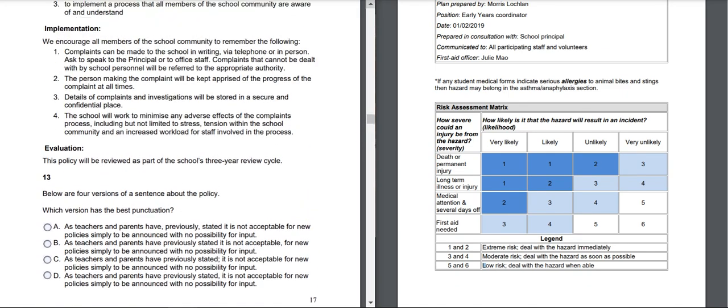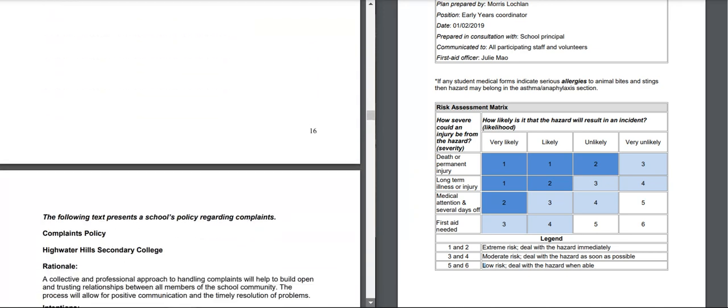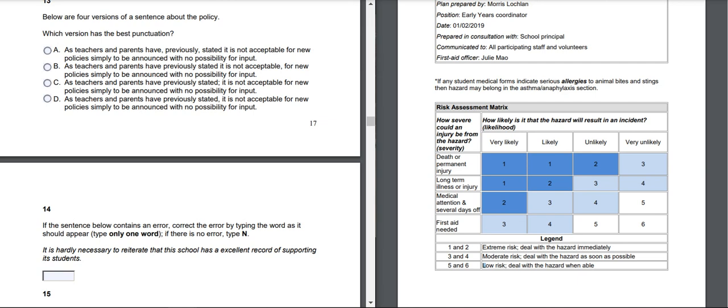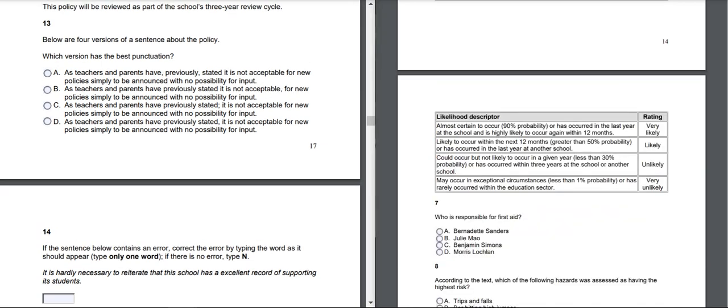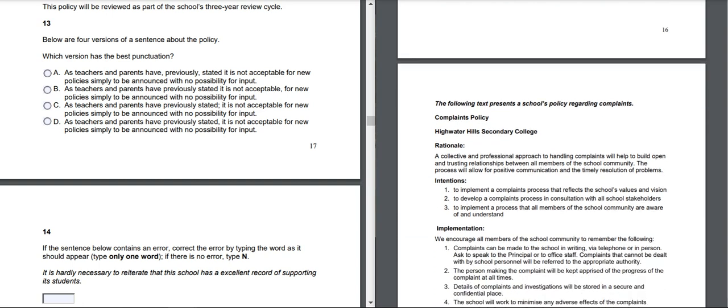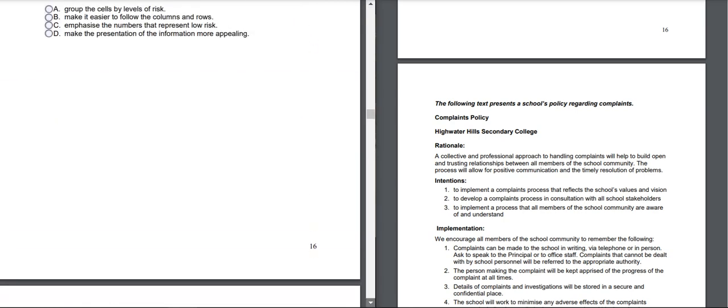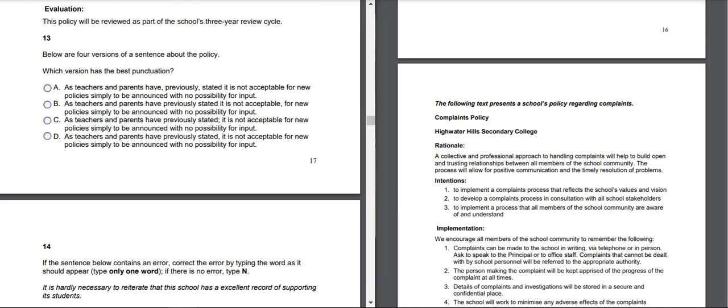Okay, now we are up to, we had just finished A, so down we go to question 13, where we need to look at some information. So it first makes mention of, below are 4 versions of a sentence about the policy. Just want to make sure I haven't missed any question. No, that's okay. So, below are 4 versions of a sentence about the policy. Which version has the best punctuation?